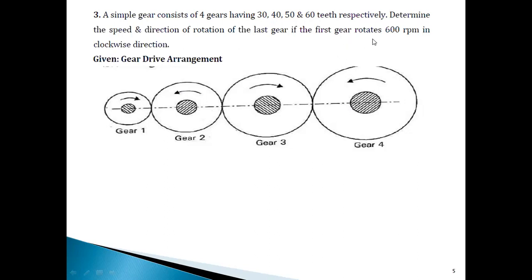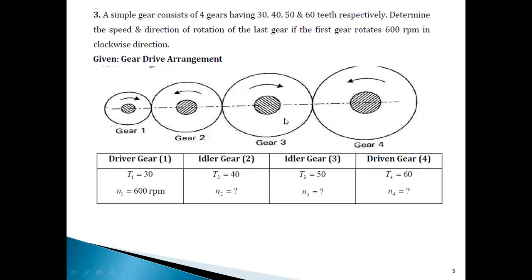The first gear, our driver gear N1, rotates at 600 RPM. So we'll write on the table: driver gear T1 is 30, which he has given already. Even the speed for the driver gear is given, 600 RPM. Number of teeth is 30. For the second, idler gear 2, we have teeth T2 as 40, idler gear 3, T3 as 50, and the driven gear has number of teeth as 60.